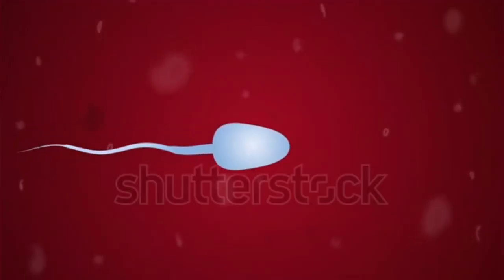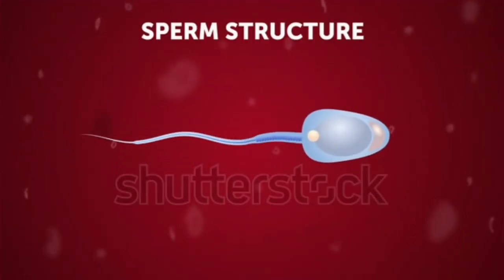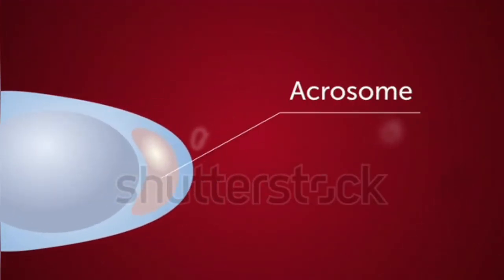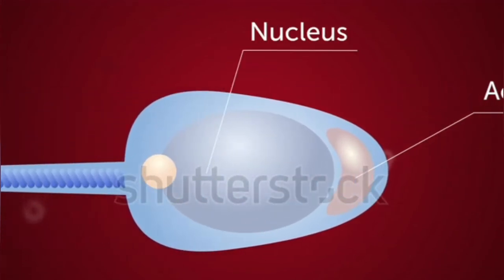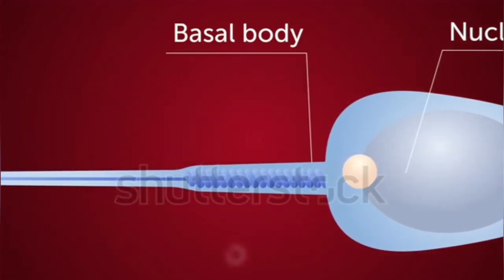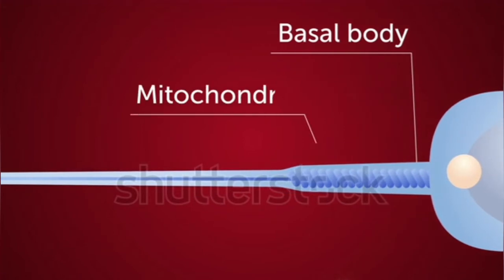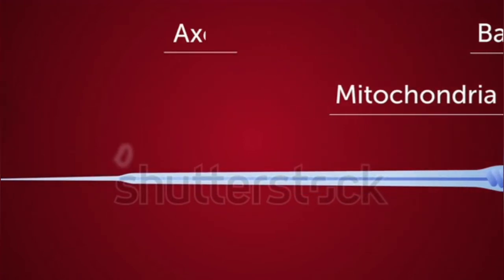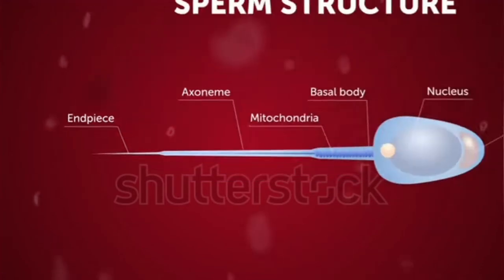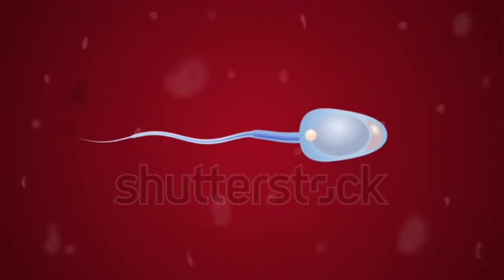The sperm is divided into three parts that are head, midpiece, and tail. The head contains the acrosome, nucleus, DNA and centriole. The midpiece contains the mitochondrion to produce ATP. The tail is required for the flagellar movement.